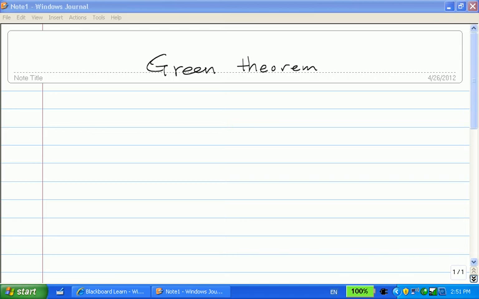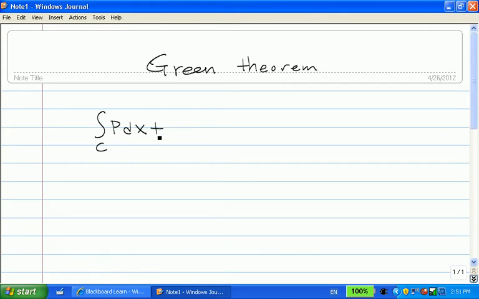This video is about Green's theorem. Okay, Green's theorem can be written like this: the line integral of P dx plus Q dy on the left. This line integral can be calculated by an area integral: the double integral of partial Q with respect to x minus partial P with respect to y, dA.